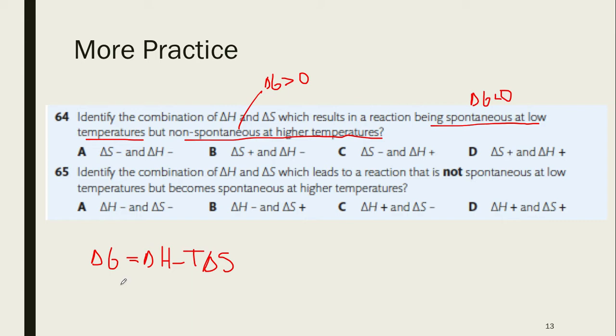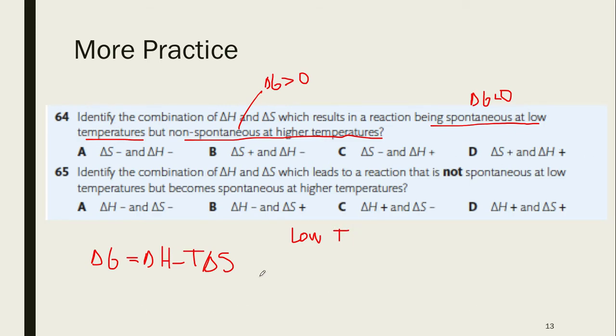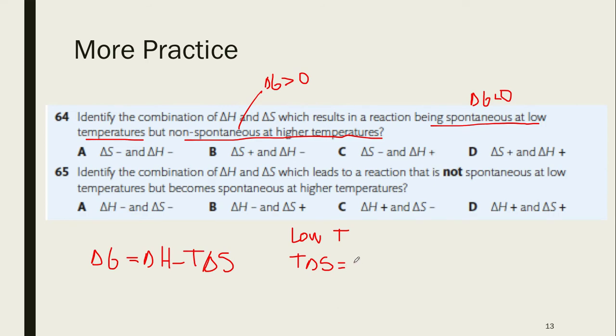Well, we know that it is a low temperature. So if we have a low temperature, at low temperatures, T delta S is very, very small.